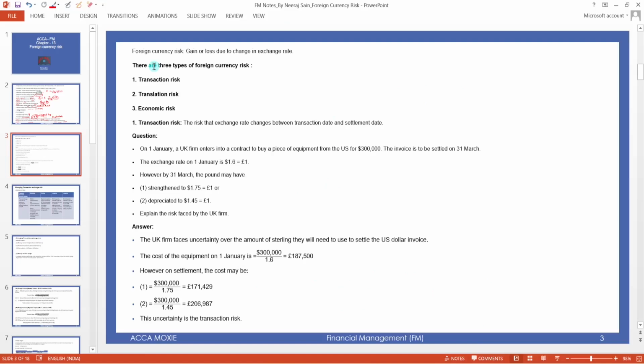Transaction risk is the risk of change between the transaction date and the settlement date. The transaction date is the date when you did the transaction, but when you pay, for example, if you buy something from a supplier and pay 3 months or 6 months after, you have to settle that transaction. So you buy today, but you settle in the future, in 3 months or 6 months time. Okay, so let's do one question, then you will understand more easily.